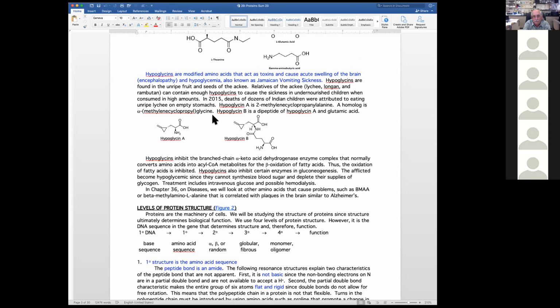So it's found in the unripe fruit and the seeds of this ackee plant. And relatives of that plant are lychee, longan, and rambutan. And we love those fruits, don't we? So the unripe fruit can contain enough hypoglycins to cause sickness. In 2015, dozens of Indian children were killed, and they found out they were eating unripe lychee on empty stomachs. And that was what was killing them.